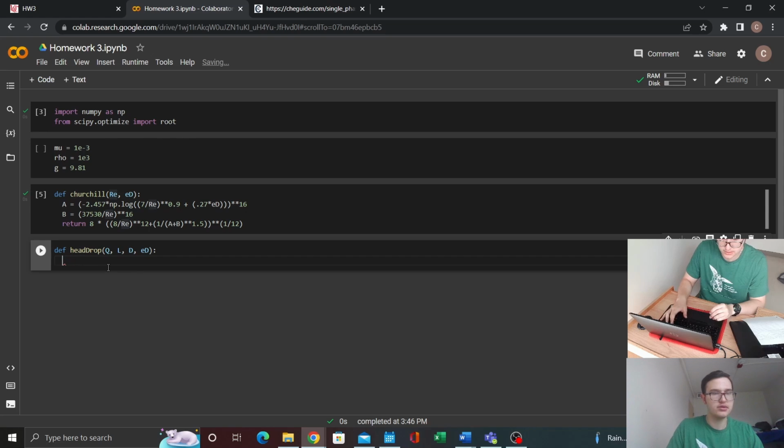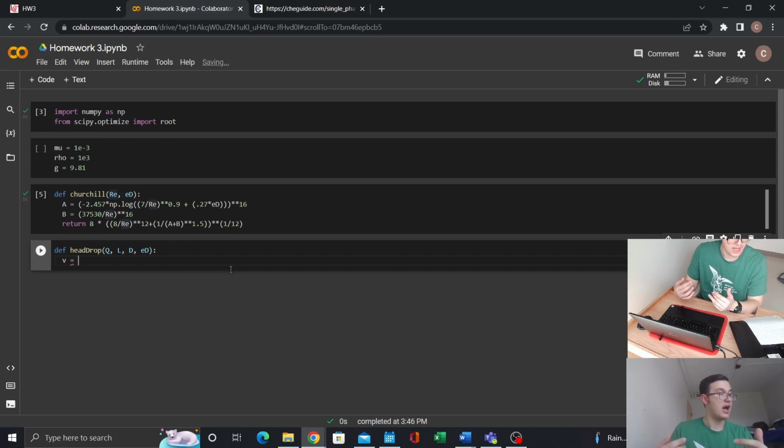Do we need to find the Reynolds number? Yes. So remember the head drop is equal to 2 divided by the gravitational constant multiplied by the friction factor, multiplied by the length divided by the diameter, multiplied by the velocity squared, divided by 2. So we're going to first start off by finding the velocity, and we have our own equation for that.